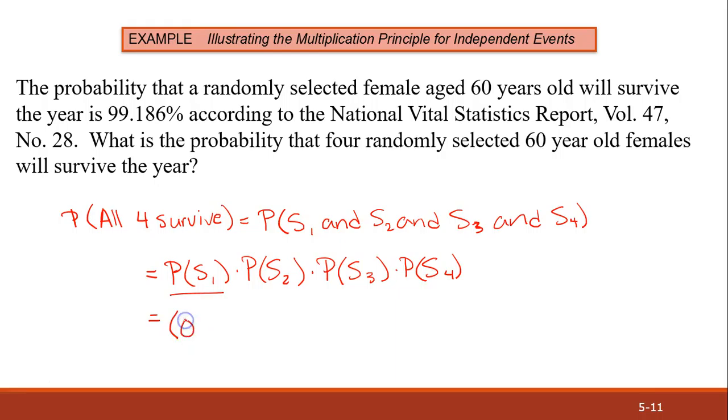That's how I would put it in my calculator instead of saying 0.99186 times that again, and then again, and then again. Just put into your calculator 0.99186 to the 4th power, and that will get you the same thing, which is 0.9678. And that is our probability for all 4 randomly selected 60-year-old females surviving that year.